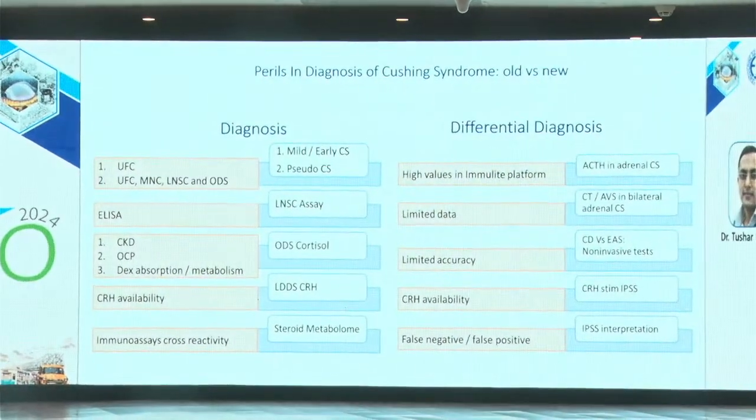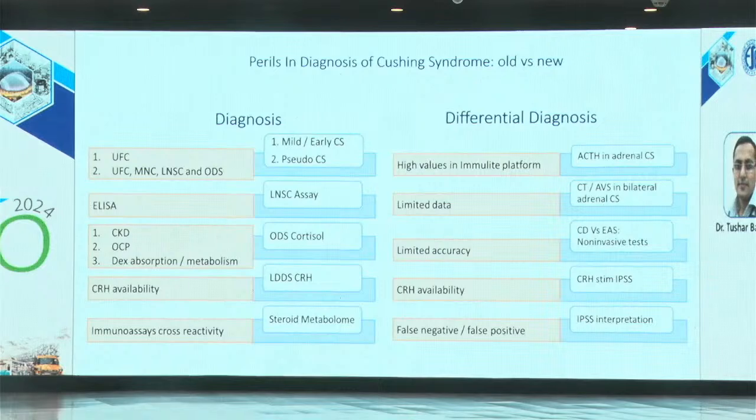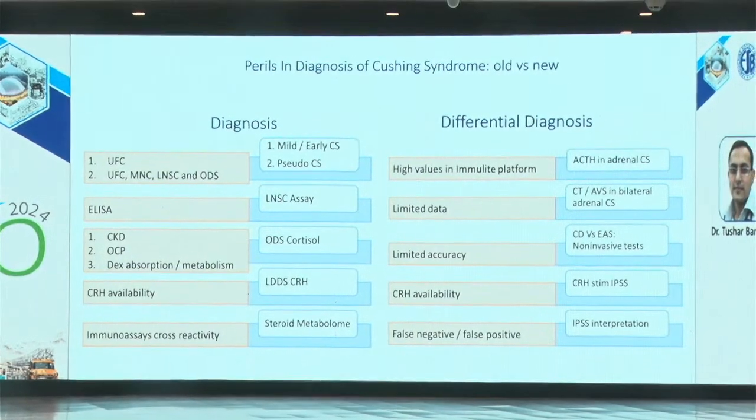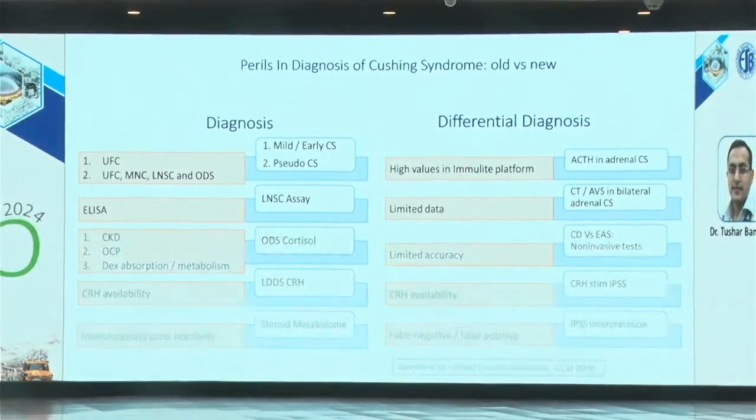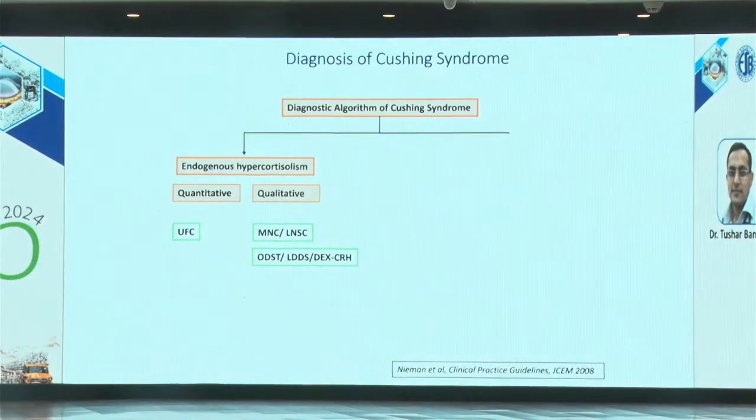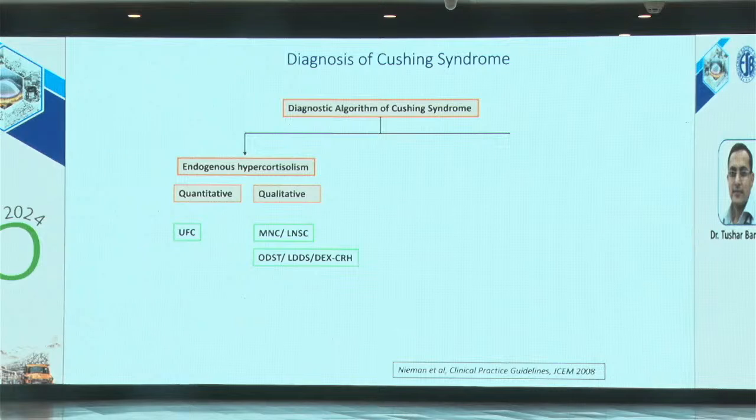I'm going to divide my talk in two aspects, looking at the diagnostic aspects of endogenous hypercortisolemia and then looking at the differential diagnosis to reach the etiology. We know the guidelines tell us very clearly that first we have to prove that there is endogenous hypercortisolemia based on a quantitative test of UFC and qualitative test based on midnight cortisol or late night salivary cortisol, and also do a DEX suppression test, either ODS or LDDS.